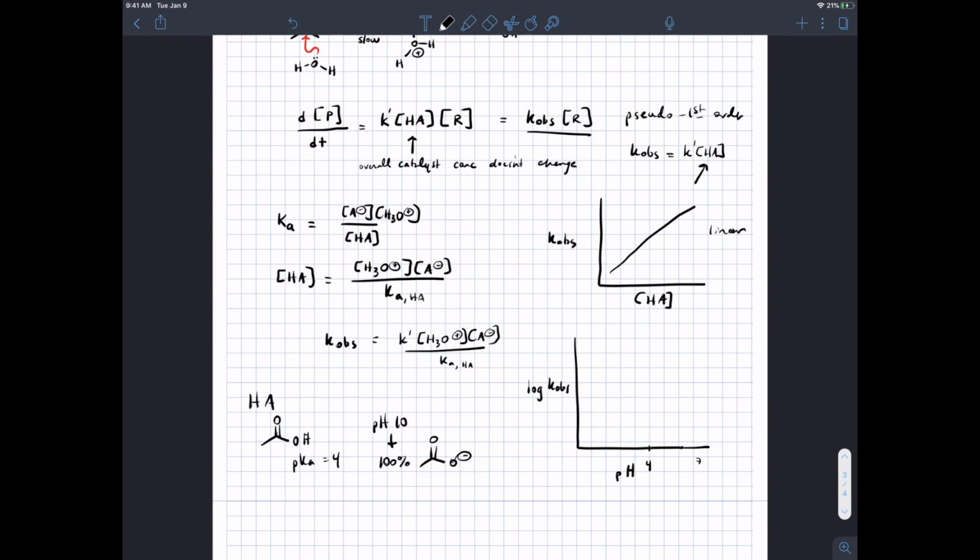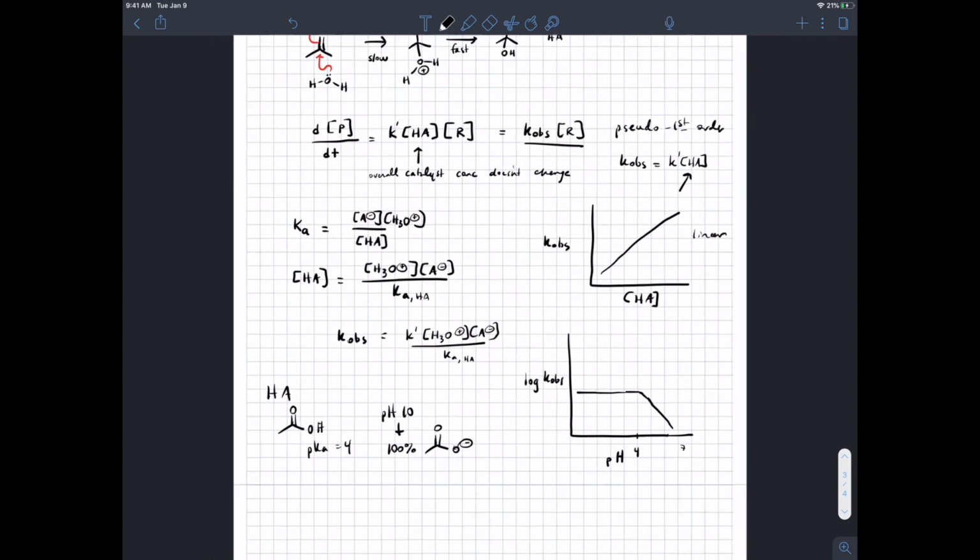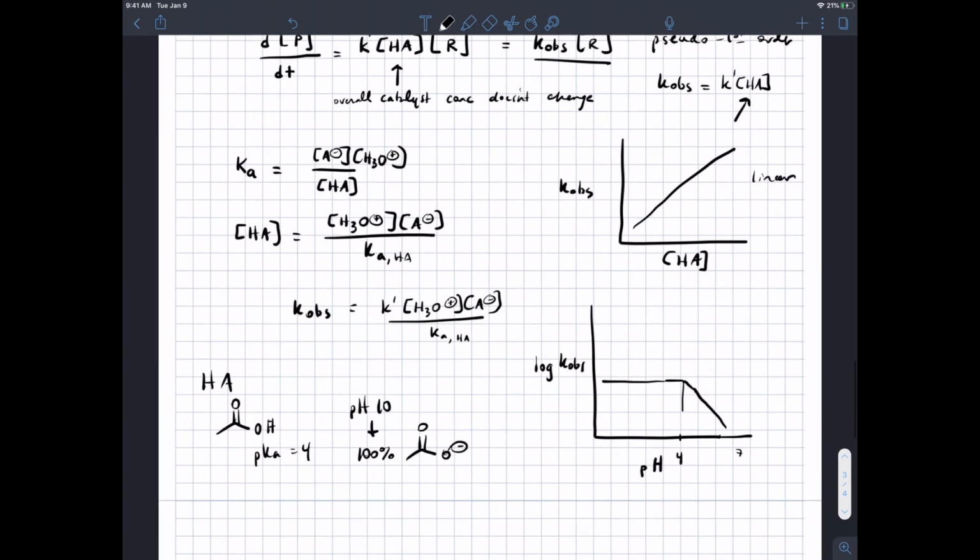As you approach the pKa of the acid, you have a somewhat linear relationship because as you lower the pH, you are changing how much acid you have in solution. But at a certain point, you level off, and subsequent changes in pH don't matter anymore. And that breaking point where you level off is usually the pKa of the acid.